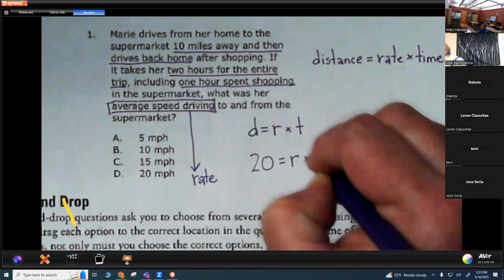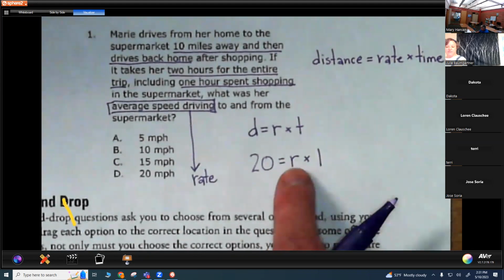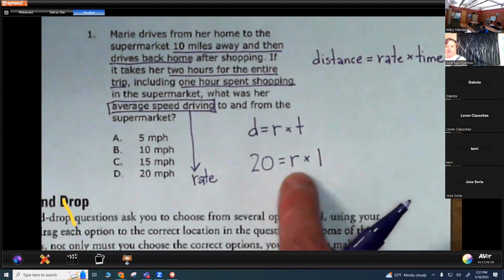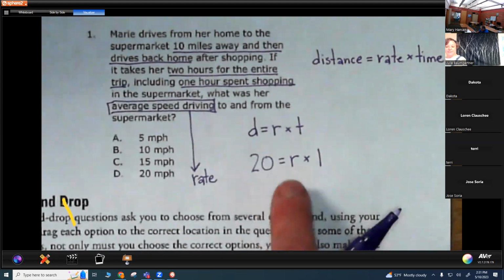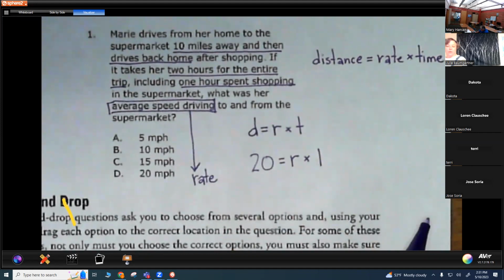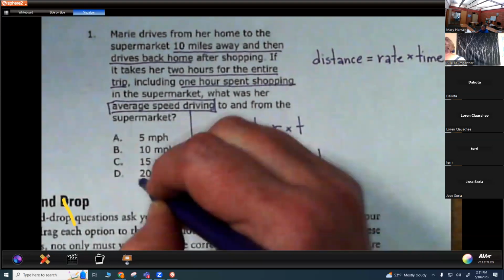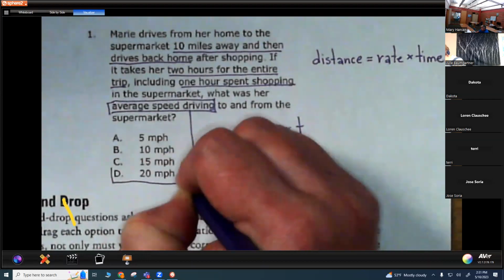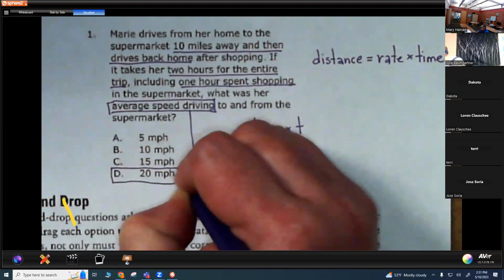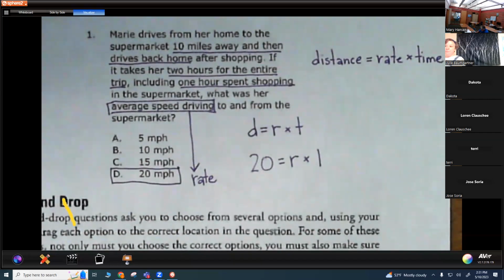So then how would we solve this equation for R? 20 equals R times 1. What times 1 equals 20? 20. Yeah. So this one wasn't too hard, but you had to kind of know what to do there. We did rate problems a while back, but good.